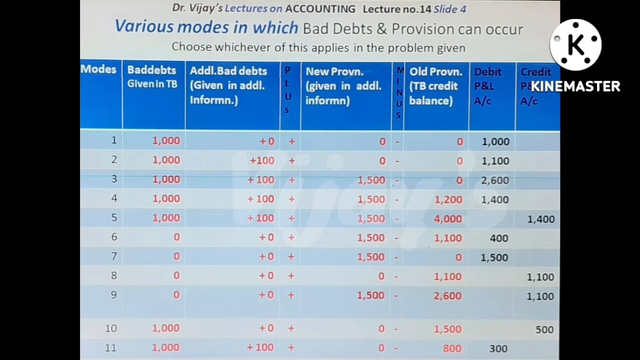And mode 11: bad debts 1,000, additional bad debts 100, new provision nil, old provision 800. 1,100 is bad debts, old provision kept over was only 800. Therefore, 300 more you require that to show in debit side of profit loss account. From balance sheet, from sundry debtors, you have to subtract 100.